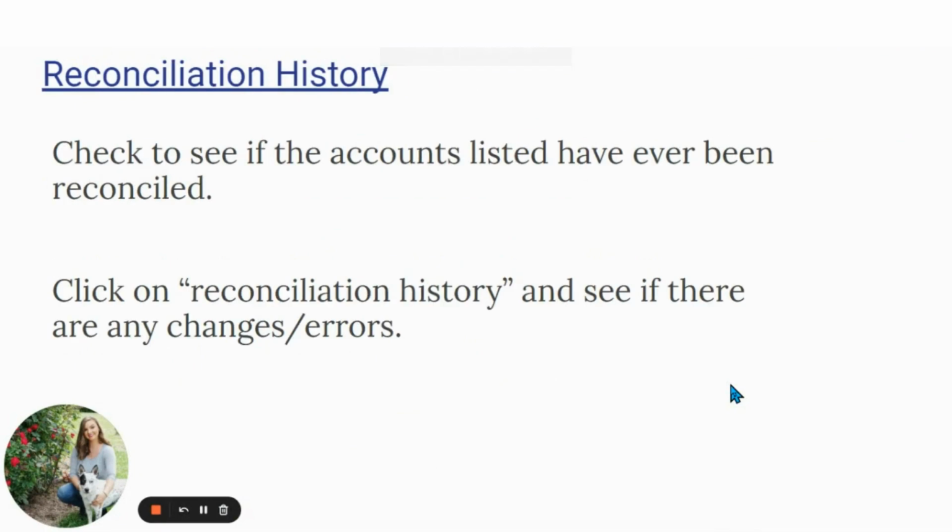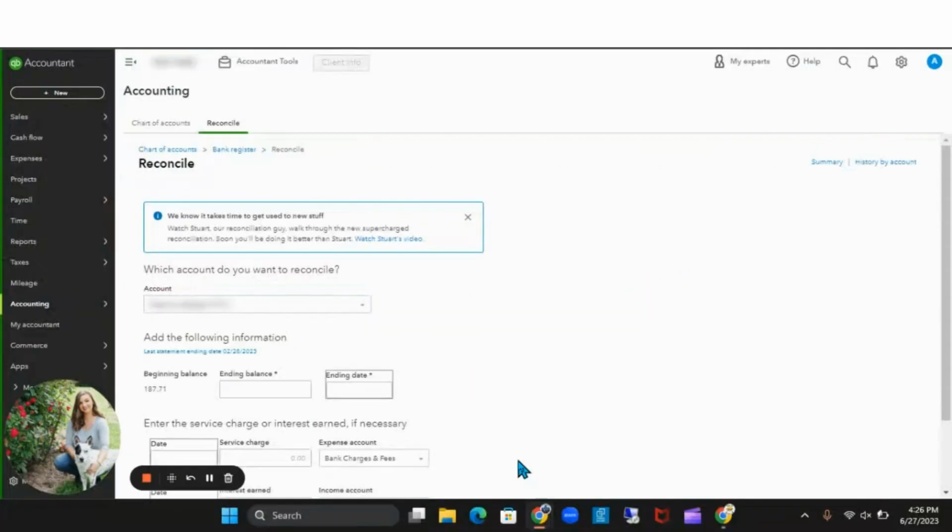Alrighty, so now we're going to talk about reconciliation history. You want to check to see if the accounts listed have ever been reconciled, and then whenever they have been, click on that reconciliation history and see if there are any changes or errors. So I'm going to show you what this looks like in real time on an actual QuickBooks account as well. All right, so we can see here that this main checking account, the last time it was reconciled was February 28th. So that's been several months that that's taken place. And his regular bookkeeper should have been keeping up with it.